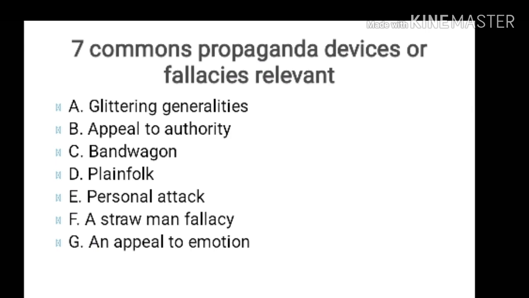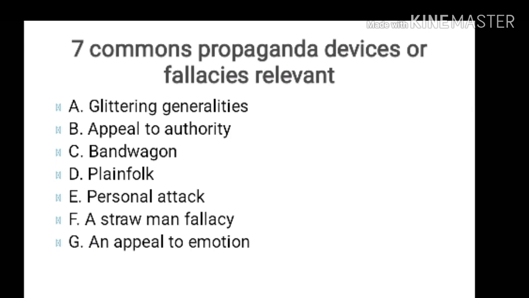The point is about 7 common propaganda devices or fallacies of relevance. The fourth point is plain folks. Plain folks is an error in reasoning in which an author tries to convince the reader that a person is trustworthy. The author wants you to trust this character because he or she is a regular person just like you and me. This technique is used frequently in political campaigns.